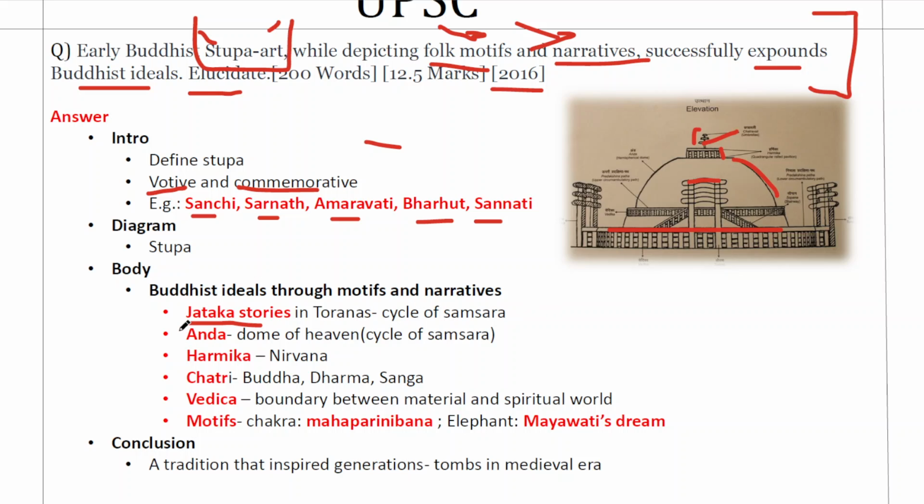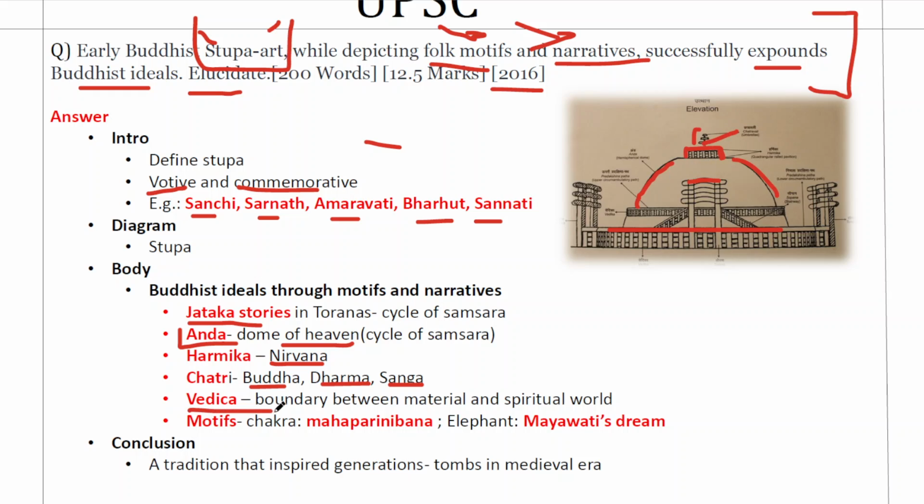The second is the idea of the Anda. This is something embedded in the architecture itself. The Anda represents the dome of heaven. So this architecture narrates a story about a Buddhist ideal. Third is the Harmika. What the Harmika represents is Nirvana. Moksha is a concept that is part of Indian tradition, and Nirvana is what Buddhism calls it. The Chatri, I've already told you, represents Buddha, Dharma and Sangha, the three tenets.